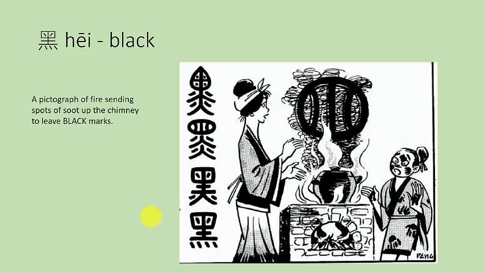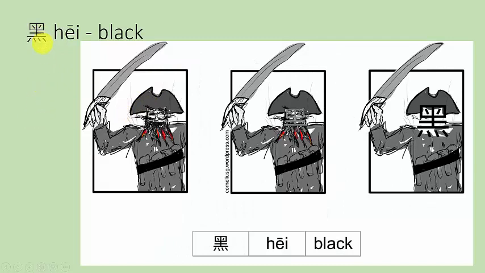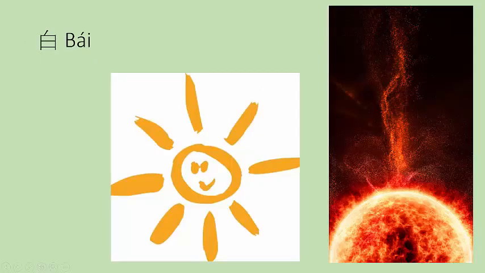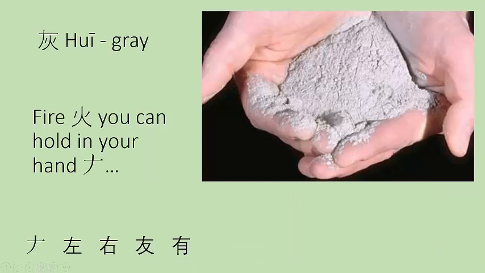The next character is hei, which means black. It's supposed to be a picture of fire sending black soot up a chimney, and the dots inside are supposed to be little flakes of soot, and the fire at the bottom is the fire. Here it's been illustrated as a pirate, where the fire becomes his beard. Bai, which means white, is supposed to be one ray of white sunshine coming off of the sun. Hui, which means gray, is from ashes, so it has the fire radical being held in the hands.